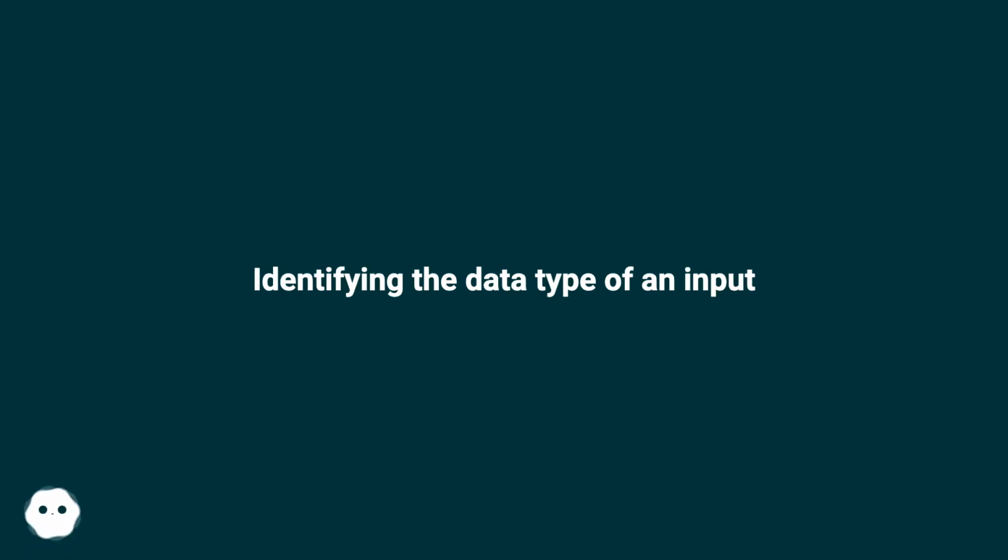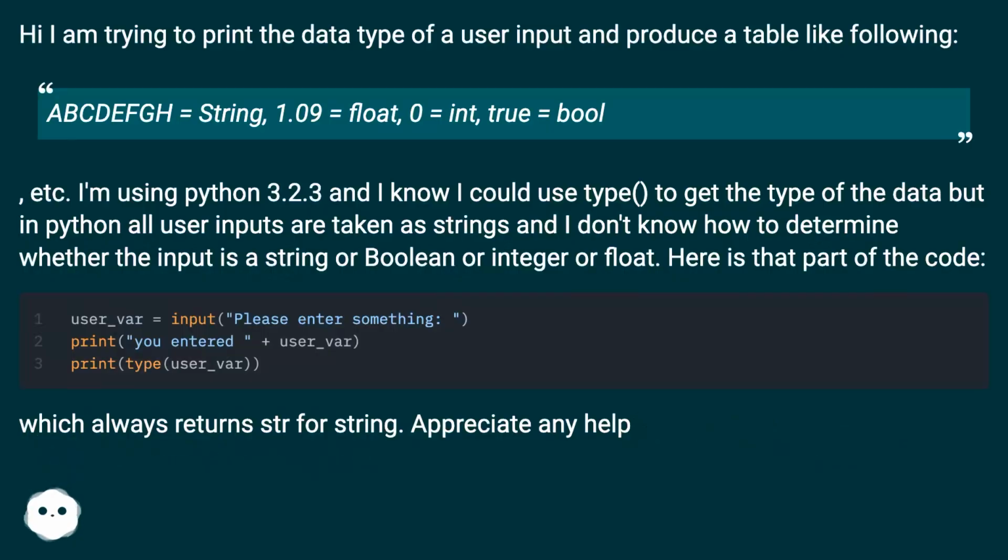Identifying the data type of an input. Hi, I am trying to print the data type of a user input and produce a table like the following: abdef equals string, 1.09 equals float, 0 equals int, true equals bool, etc. I'm using Python 3.2.3 and I know I could use type to get the type of the data, but in Python all user inputs are taken as strings and I don't know how to determine whether the input is a string or boolean or integer or float.